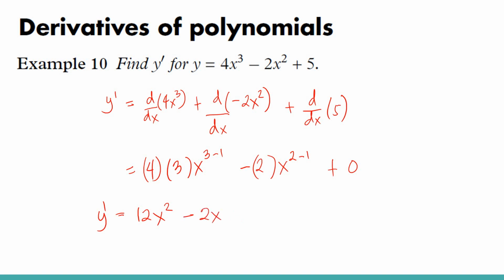So this is minus 4. Oh, there is another 2 here. Minus 4. This is 4. So y prime equals 12x squared minus 4x.